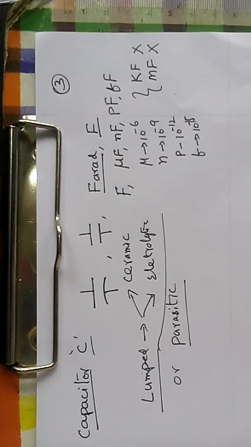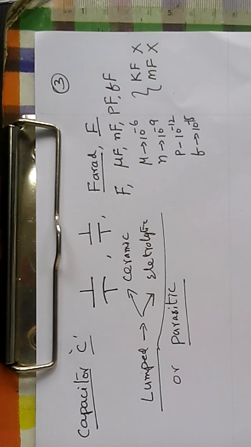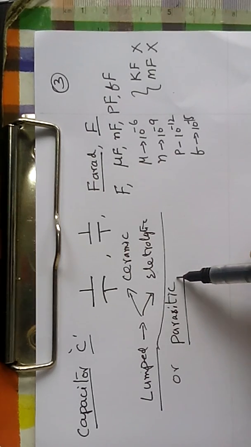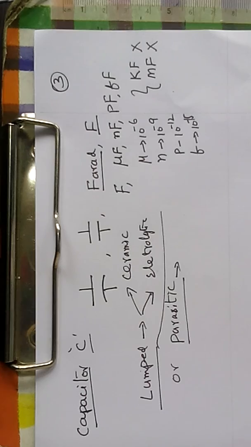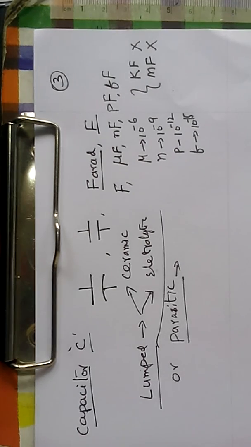We will see examples of this physically, how a ceramic capacitor will look like, how an electrolytic capacitor will look like. And how does this parasitic capacitor come about? As the name itself indicates, it's a parasitic capacitor. It is due to the presence of charge carriers in semiconductor devices.